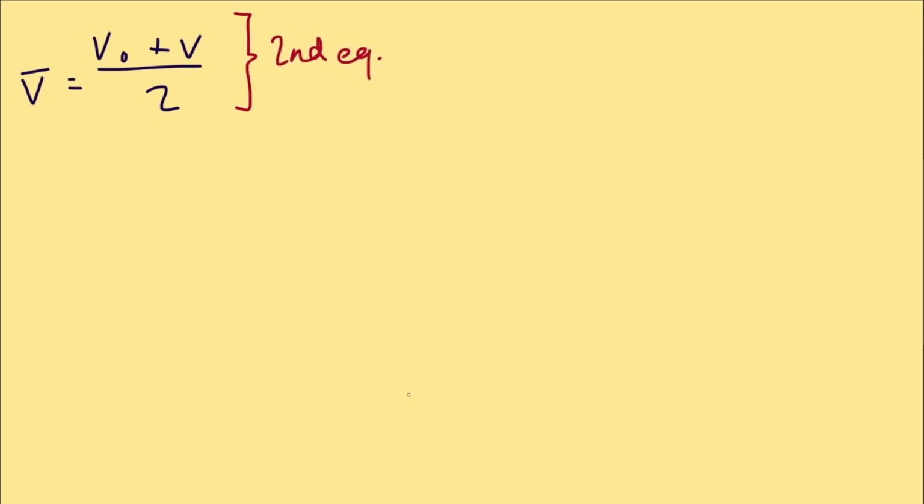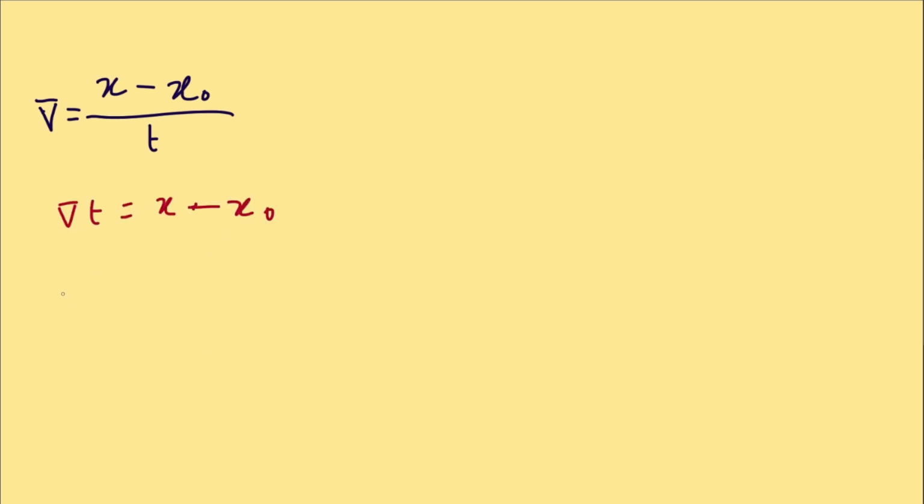Now for the third equation, it's going to take a few steps. How would you find the position x after it undergoes constant acceleration for a time t? Well, let's take our very original average velocity equation, not our new one that we created. Average velocity is displacement over time. Let's solve for x. So multiply both sides by t, you get vt equals x minus x0. Add x0 to both sides, and you end up with x equals x0 plus vt.